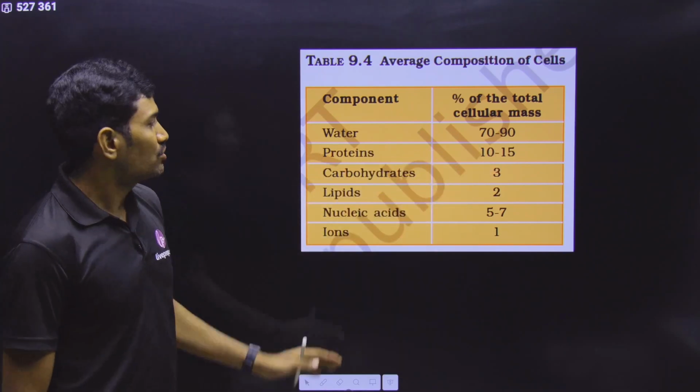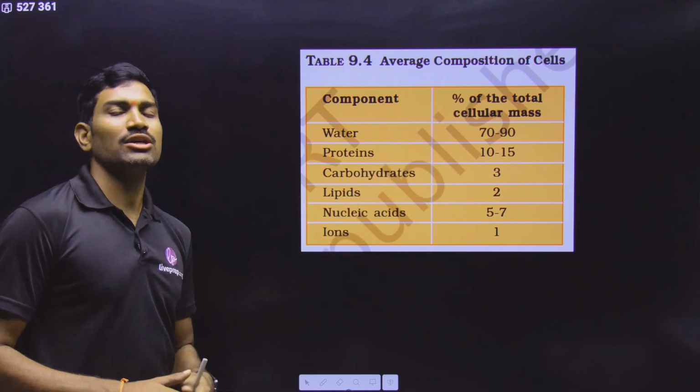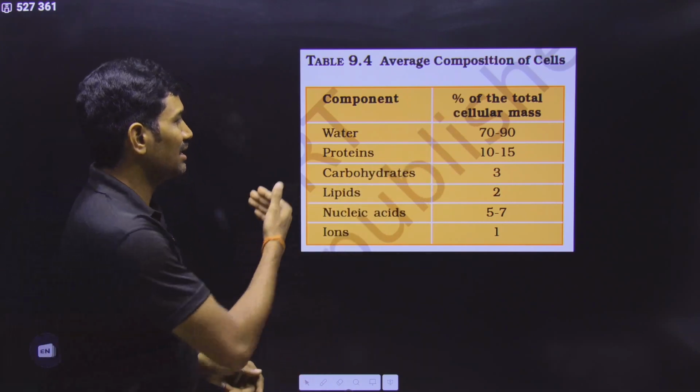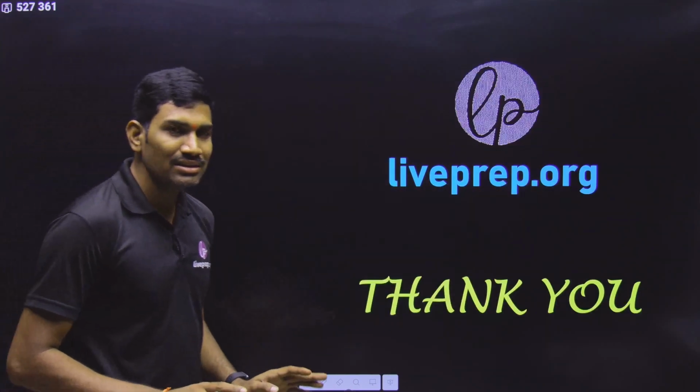Yes or no? So overall, if they ask for the cell, the most abundant compound will be water. In this way also questions can be asked. So with this, the chemical analysis of a living tissue is completed.